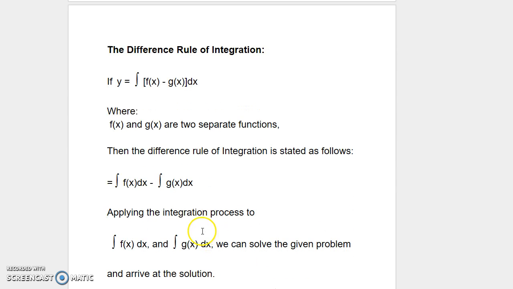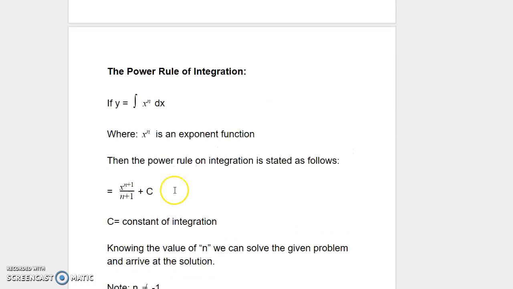The next rule is called the difference rule of integration. If y equals integral f of x minus g of x dx, where f of x and g of x are two separate functions, then the difference rule of integration is stated as follows. Integral f of x dx minus integral g of x dx. Applying the integration process to f of x dx and g of x dx, we can solve any given problem and arrive at the solution. We will solve some example problems related to the difference rule of integration in my next video presentation. Let's look at the next rule.